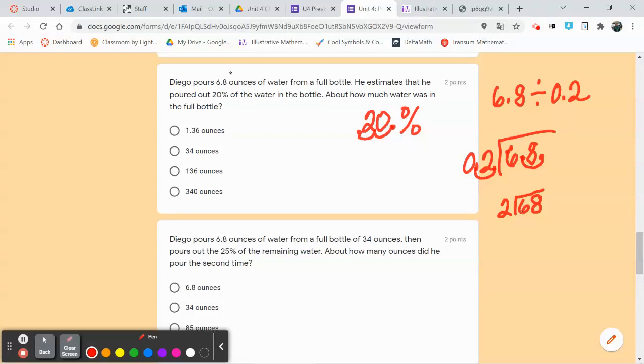2 goes into 6 3 times. 2 times 3 is 6. We got nothing left over. We bring down our 8. 2 goes into 8 4 times. There's our answer. The full bottle is 34 ounces. 34 ounces. All right. We need that number for your next question. So make sure you've written that down.